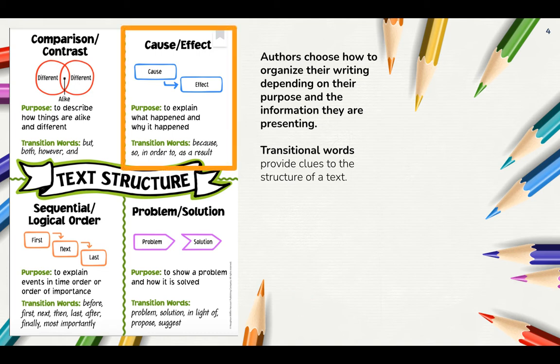We are going to focus on the cause and effect text structure today. In an informational text, an author might use a cause and effect text structure to explain what happened and why it happened. Transitional words such as because, so, in order to, or as a result are clues that can lead you to understand that the author is using cause and effect text structure. You will practice identifying cause and effect text structure today as you reread Parrots Over Puerto Rico.